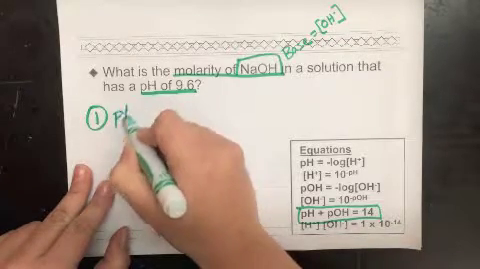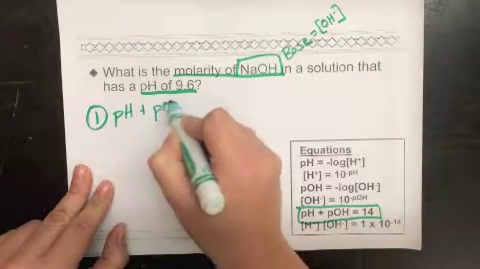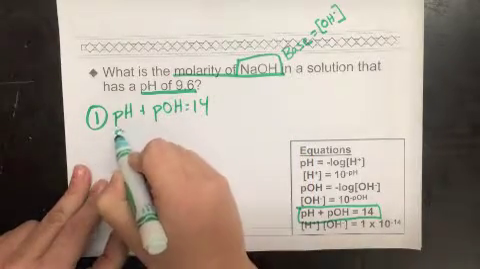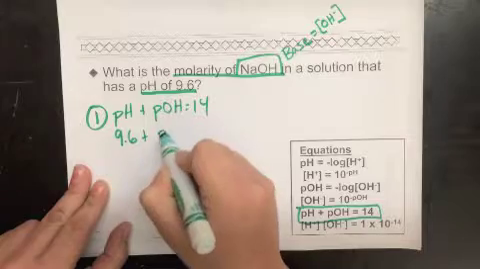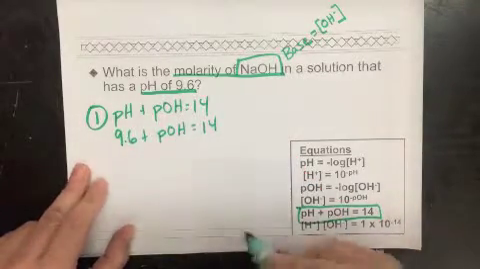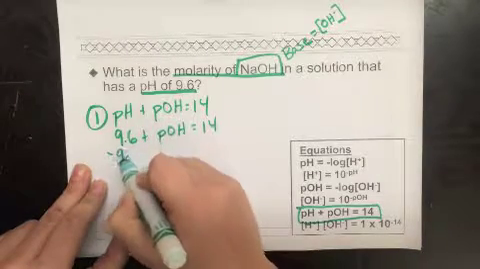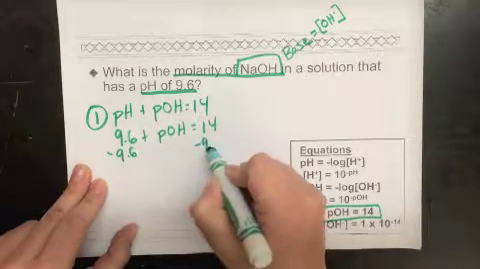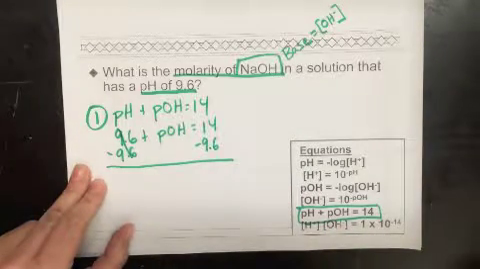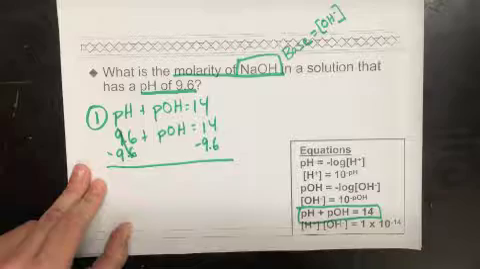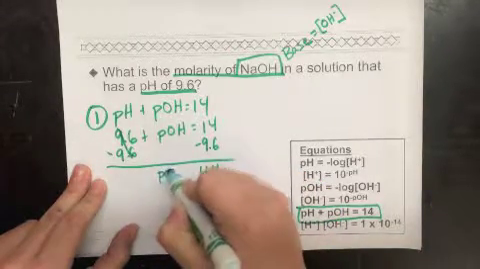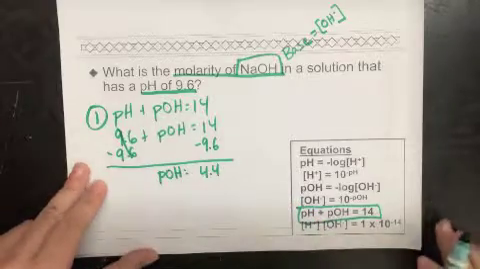So we're going to use pH plus pOH equals 14. So 9.6 plus pOH equals 14. To get pOH by itself, subtract 9.6 from both sides. Those cancel. So then 14 minus 9.6 gives you 4.4. So we know the pOH is 4.4.